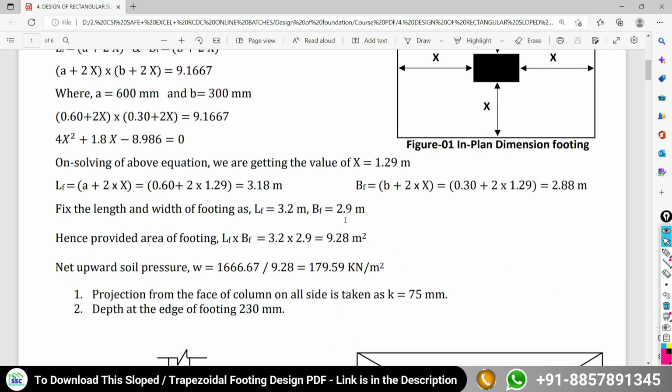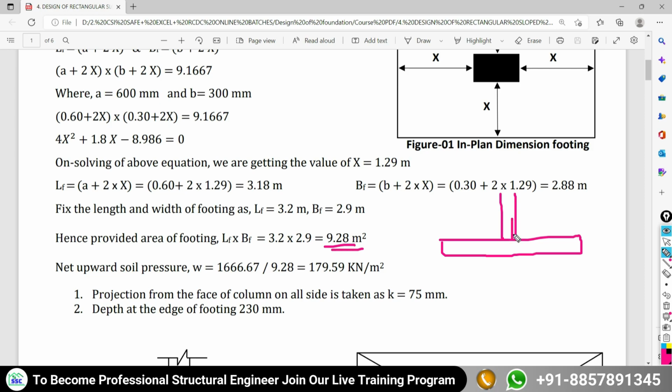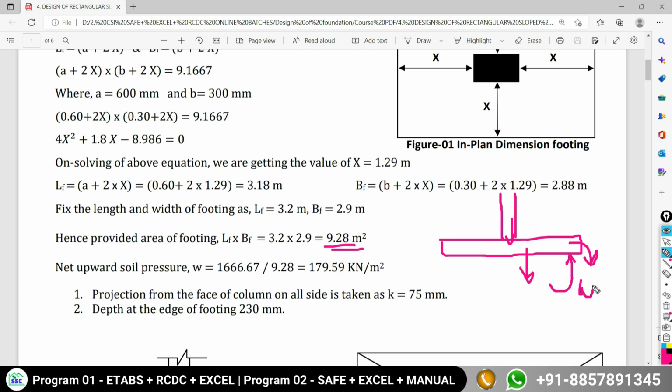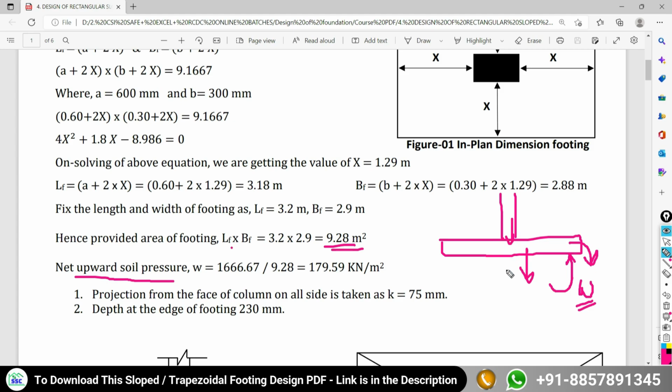Now, against this application of loading, we need to find the intensity of the upward soil pressure. See, the column load, the load coming from the column plus the self weight of the foundation, is going to be transferred to your subsoil. The soil is going to impose a reactive force, which we call the upward soil pressure. So we need to find out this upward soil pressure. The upward soil pressure will be equal to the total intensity of the loading which is going to be transferred to your soil. That is what?